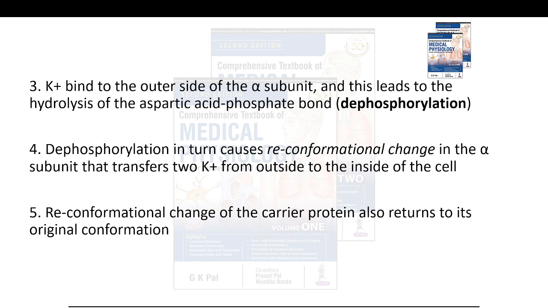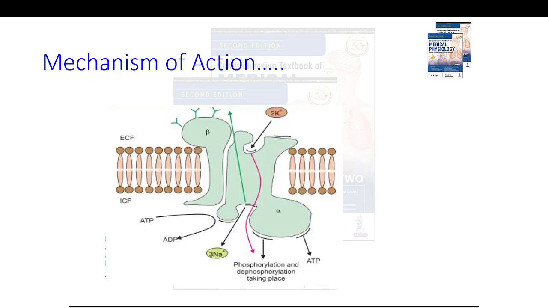The potassium binds to the outer side of the alpha subunit, and this leads to the hydrolysis of the aspartic acid phosphate bond, dephosphorylation. You can see this is the mechanism of action of the sodium potassium pump: hydrolysis of ATP to ADP, and 3 sodium out of the cell and 2 potassium inside the cell.